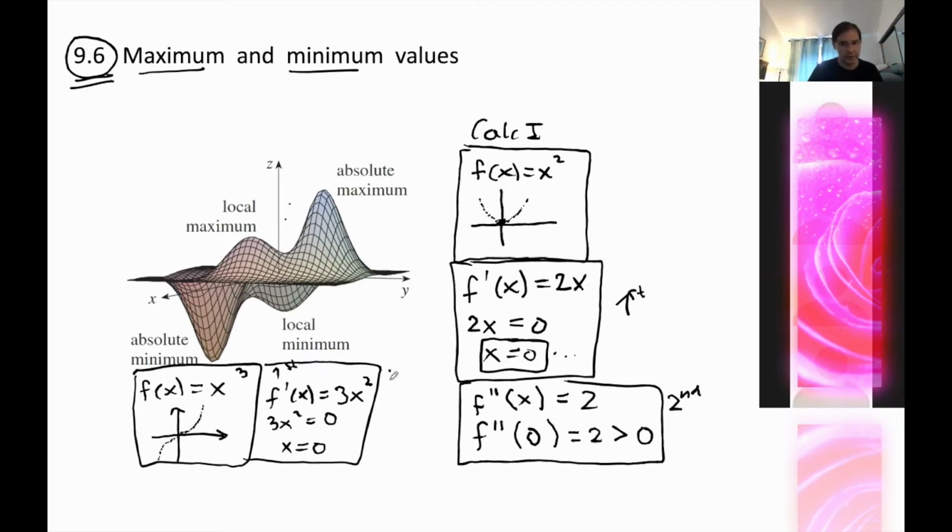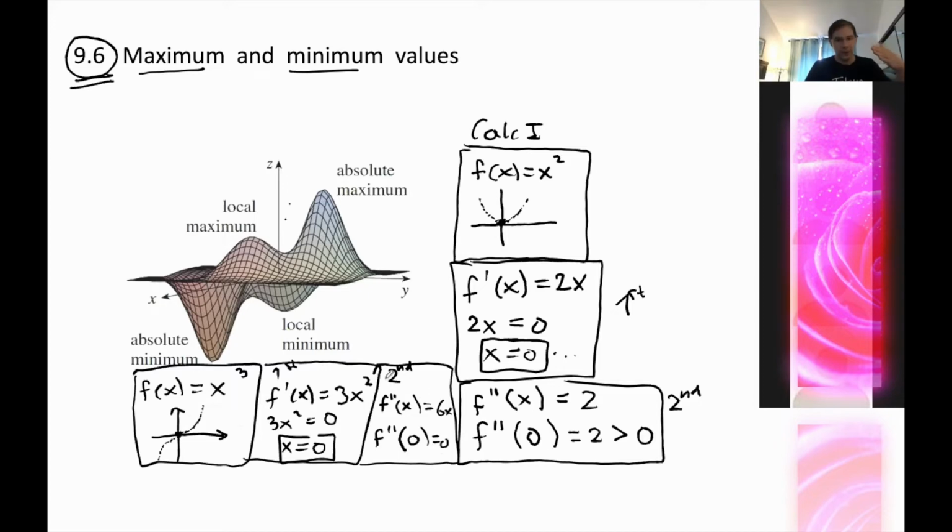Let's test this point using the second derivative. What's the derivative of 3x squared? That's going to be 6x. The second derivative of this function is 6x. Let's compute the second derivative at the critical point, which is 0. The second derivative at 0 is equal to 0. This tells me that in this example, the function has no local minimum and no local maximum at 0. So in a way, that's kind of like a saddle point, and we'll generalize this in a second.